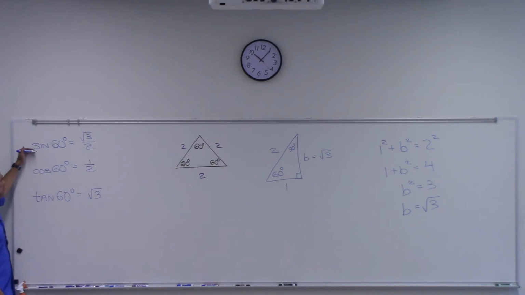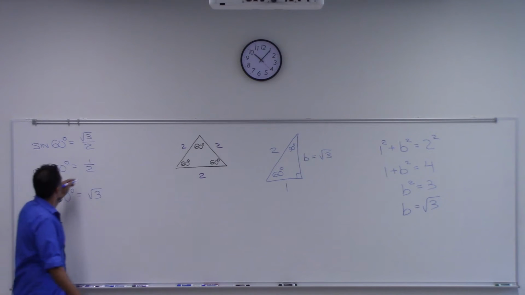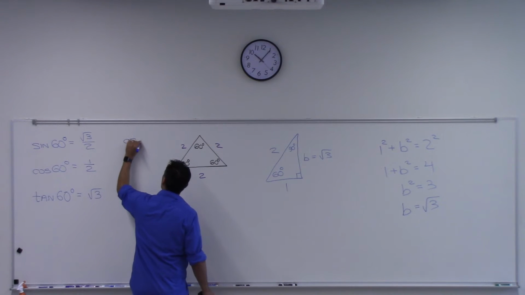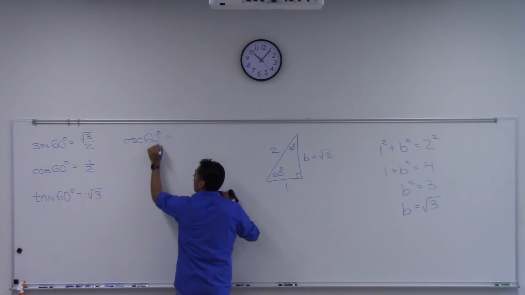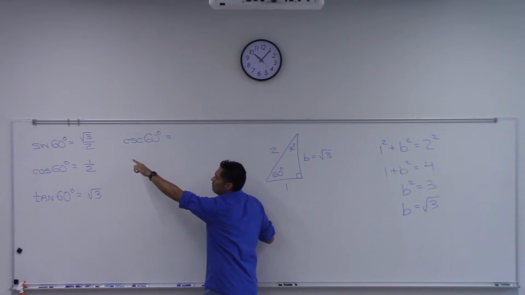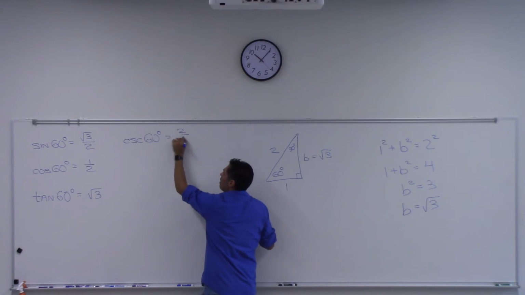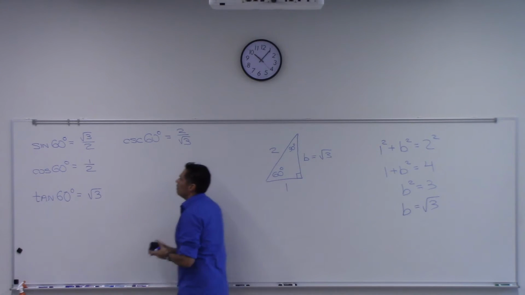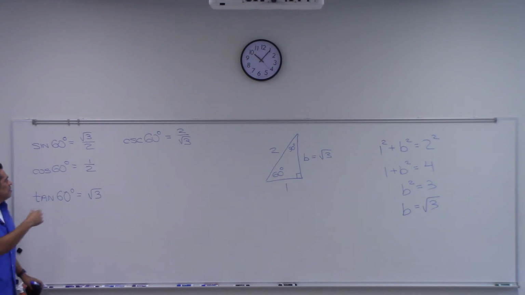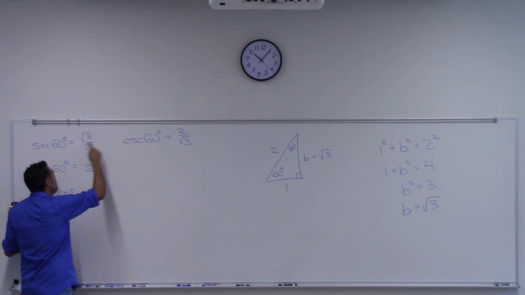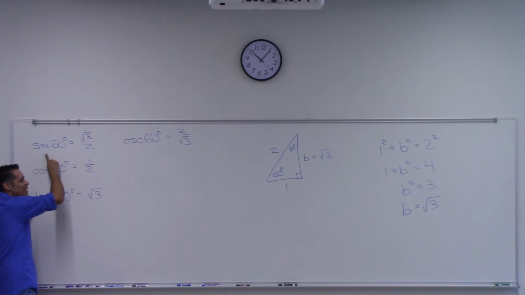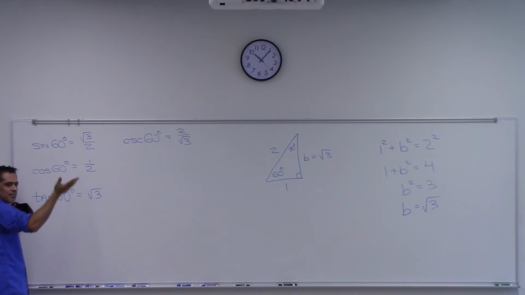Now let's get all the reciprocals of these. So what would cosecant of 60 be? This one's going to be ugly, right? Because I have to flip that one. So 2 over root 3. Y'all know how I remember cosecant's the reciprocal of sine? The s in the middle. That's how I remember it's the reciprocal of sine. I don't know why, that's just the way I remember it. And then secant is just the reciprocal of cosine. By default, it's the other one.